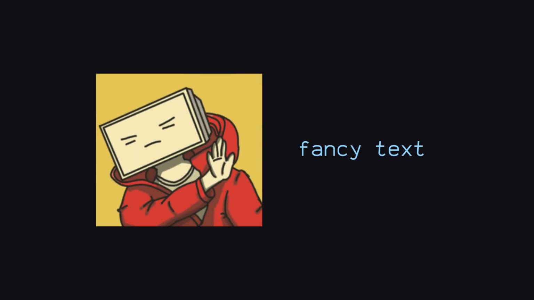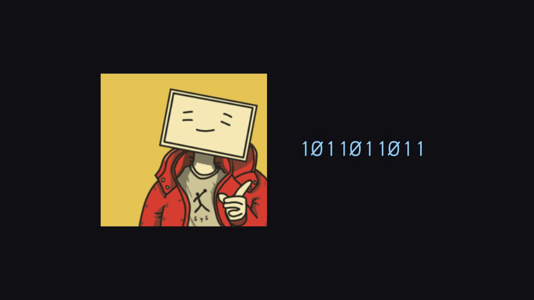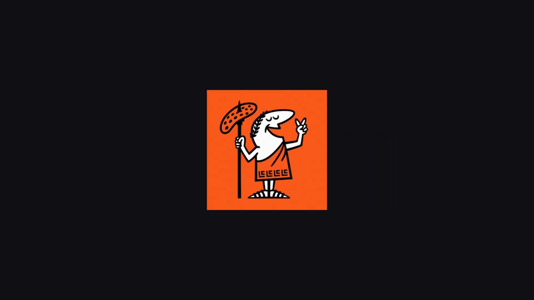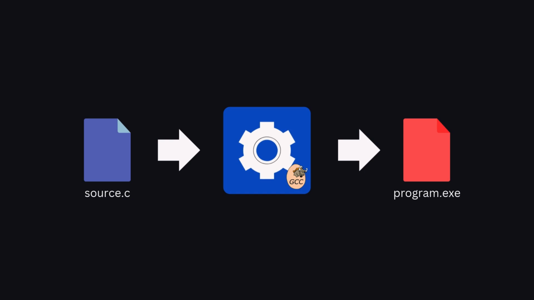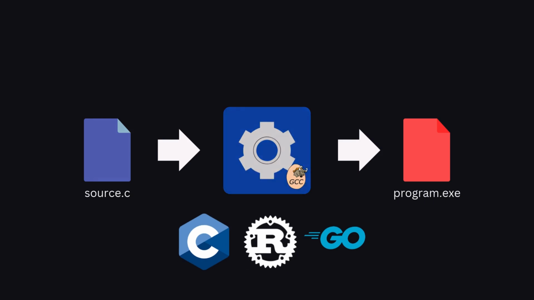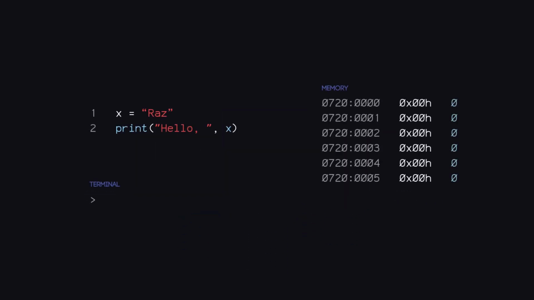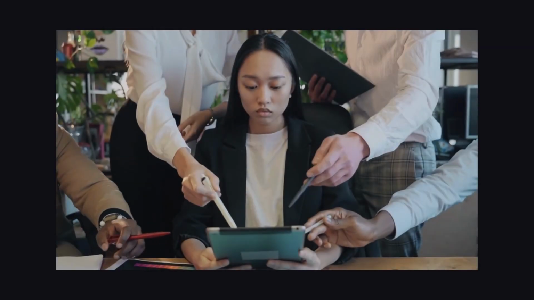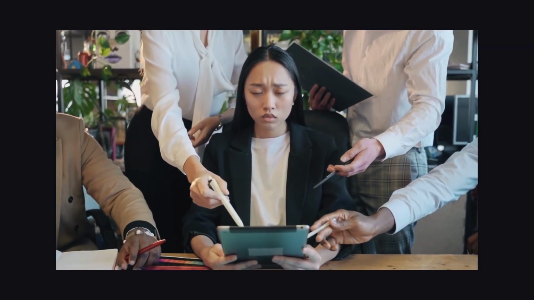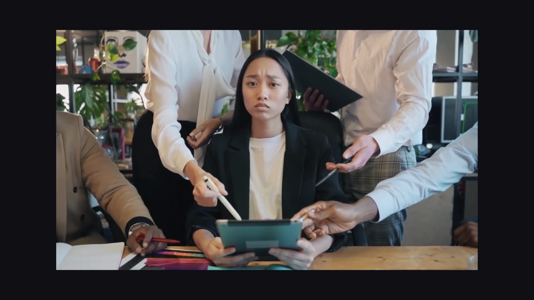But wait, what even is a programming language? At its core, a programming language is just fancy text that gets turned into instructions a machine can understand. There are two main ways to do this. First, we have compilers. Compilers translate the entire code into machine instructions before running, like C, Rust, or Go. And interpreters execute code line by line as they read it, like Python or JavaScript. So today we're going with option 2, an interpreter, which means our program will read, understand, and execute code all at once, no extra steps.